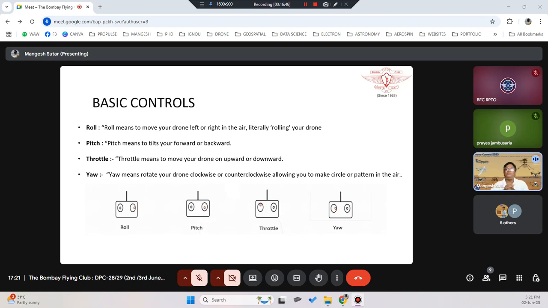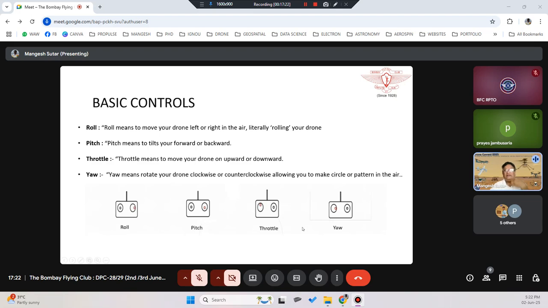Mode 2 is being used across the globe, in maximum countries. There are only certain countries which are using mode 1 configuration. It is like a left hand drive and right hand drive kind of thing. So maximum countries use mode 2 configuration. That is, on the right side you have roll and pitch, and on your left side you have throttle and yaw. So remember this. On your right side you have roll motion and pitch motion, and on your left side you have throttle and yaw motion. So that you have to remember.